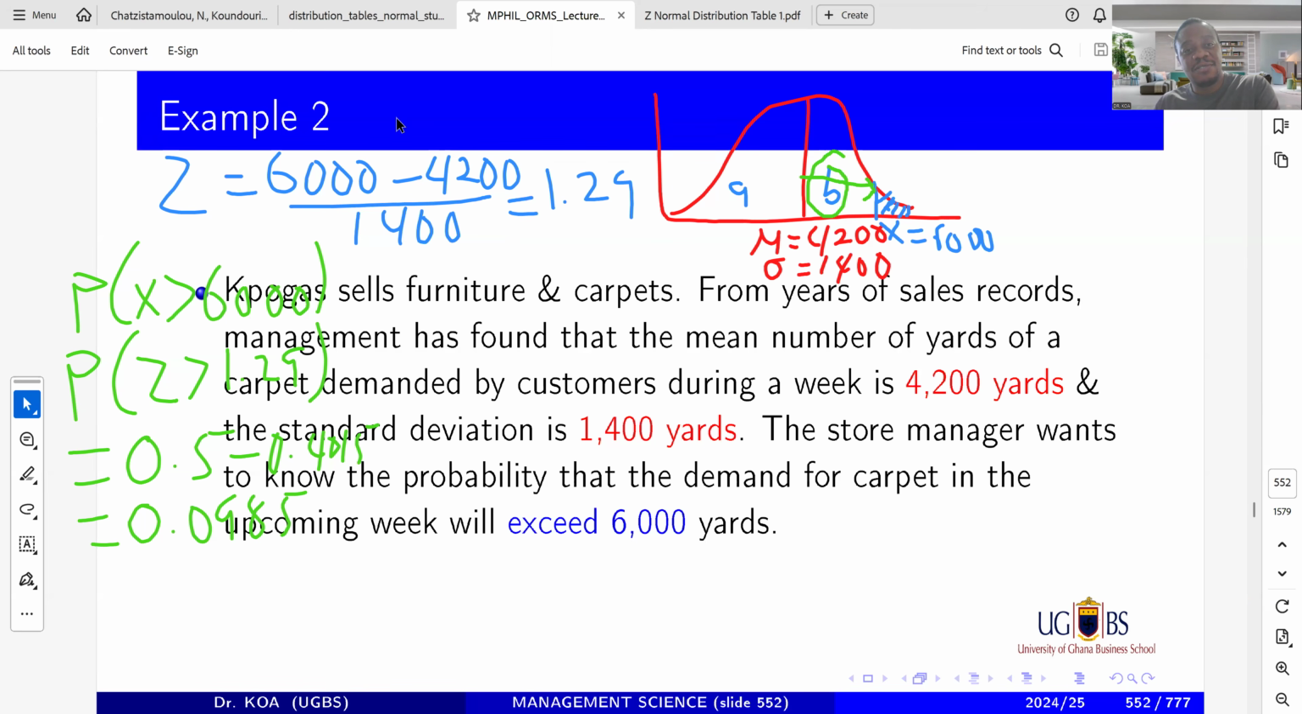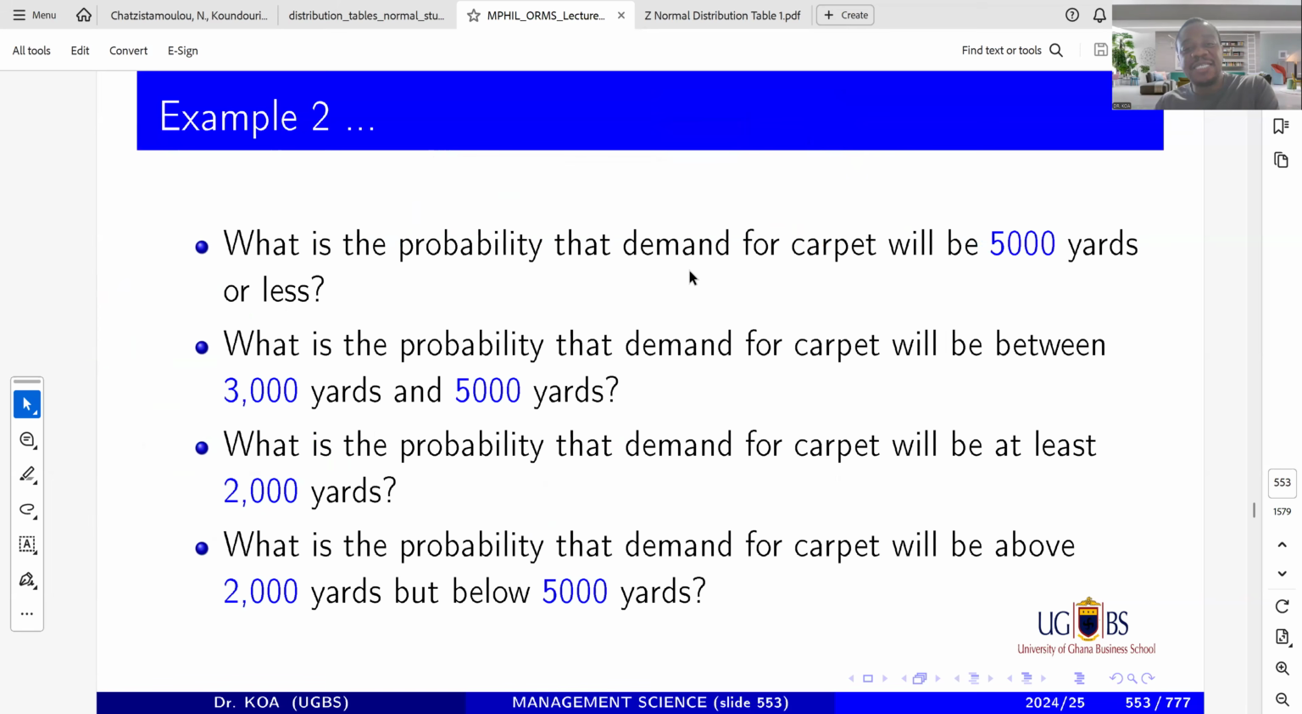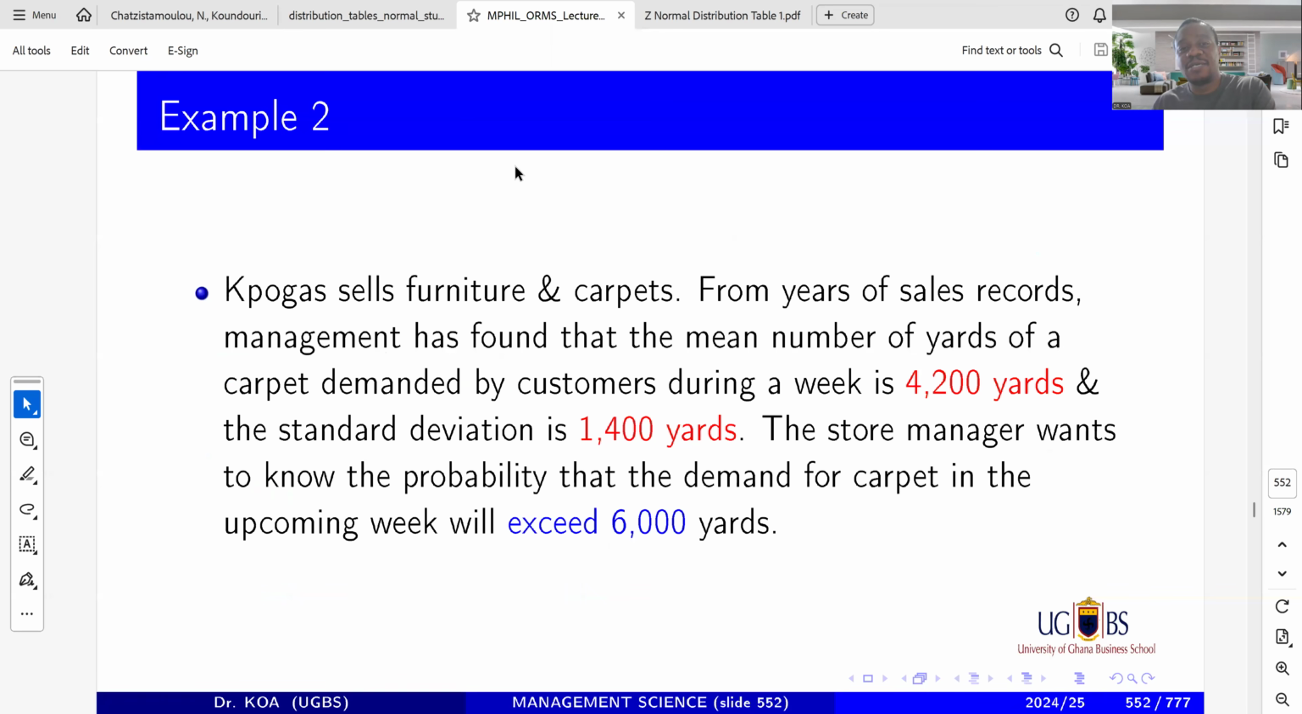Good. Now, let's look at another situation. What is the probability that demand for carpet will be 5,000 yards or less? Harold, go around and let's see who will draw that. The phrase 5,000 yards or less is important because the first thing you've got to do is draw it. You have to draw all of these and master the drawing. Let's draw 5,000 yards or less.